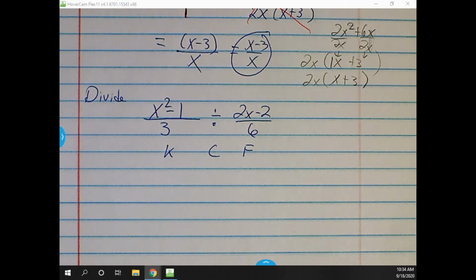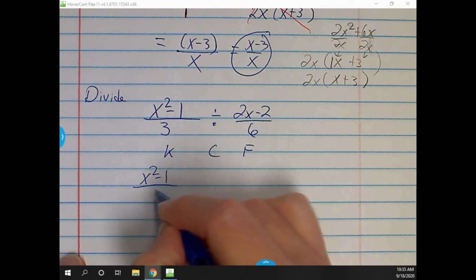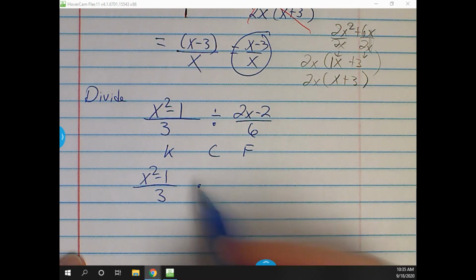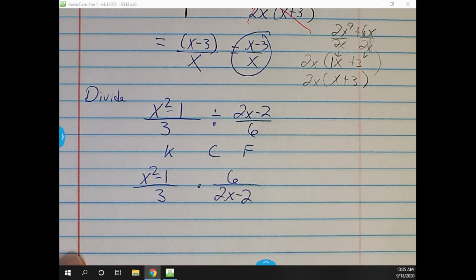It's a division problem, so before we do anything at all, before you do any canceling at all, you have to rewrite it and make it a multiplication problem. So you're going to keep it, change it, flip it. So we'll keep that as x squared minus 1 over 3. Change that division to multiplication, and then flip this one upside down, so we've got 2x minus 2.